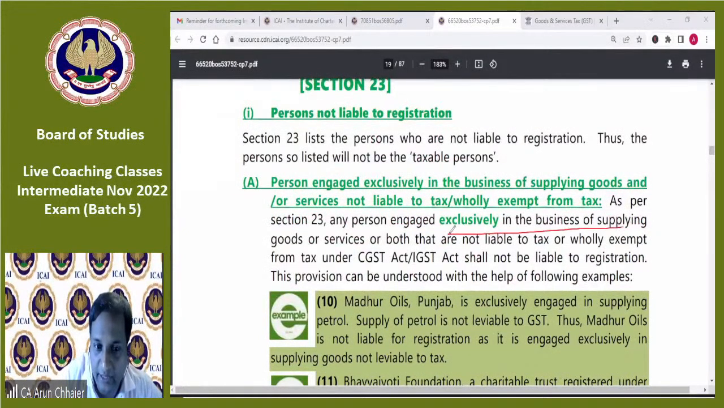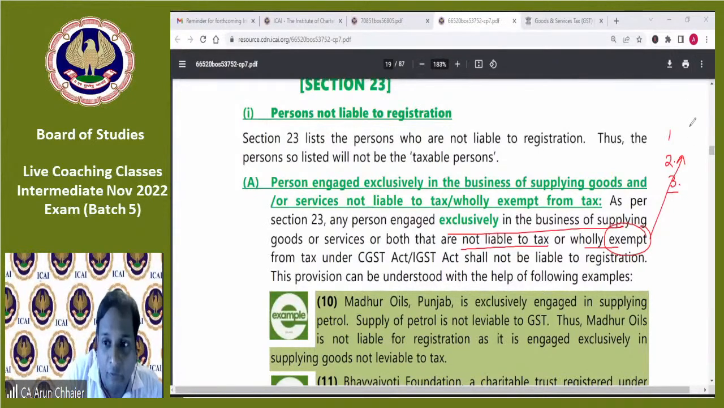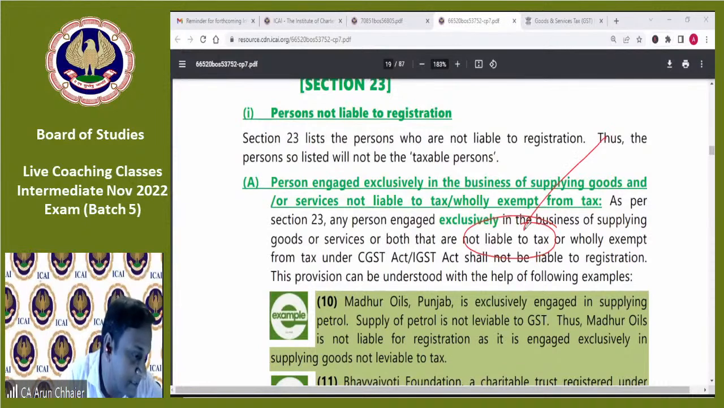Any person exclusively in the business of supplying goods or services that are not liable to tax or are fully exempt. If they are saying fully exempt from tax, it means fully exempt, it means both. Whatever the three things there are in section 2 clause 47, the definition of exempt supply, exempted by notification, nil rated, both will be included, and not liable to tax, that is non-taxable supplies, are separately covered. So in my view, Karthik, it will include nil rate of tax also.